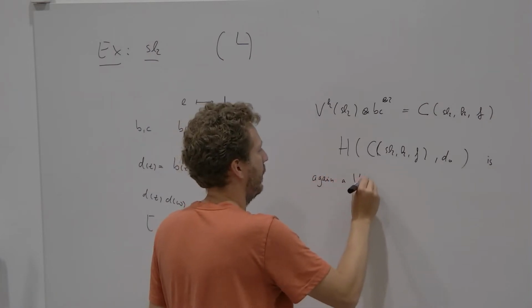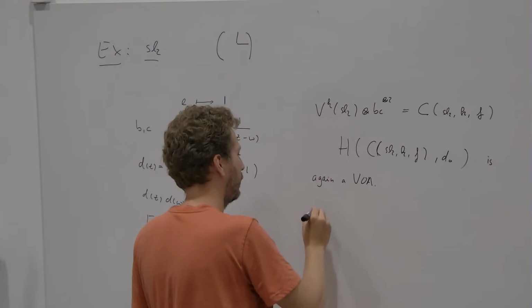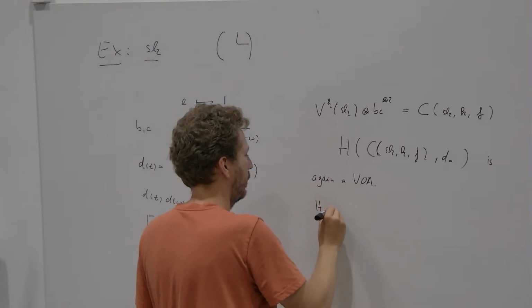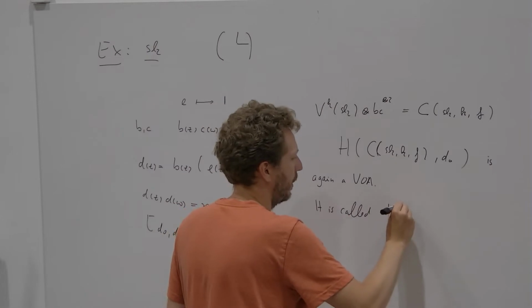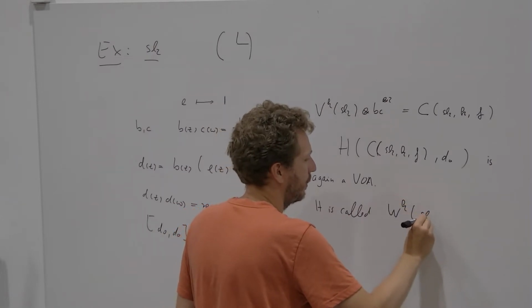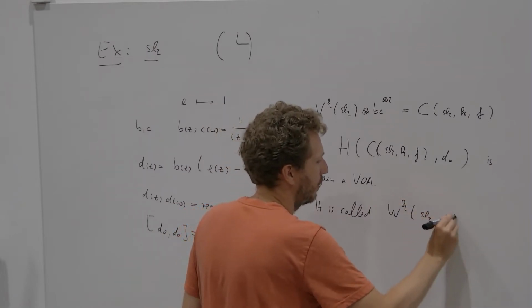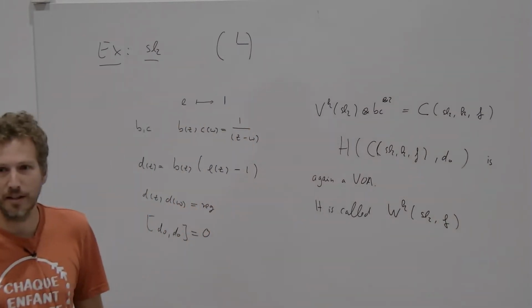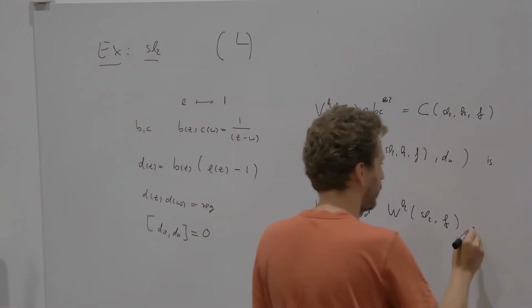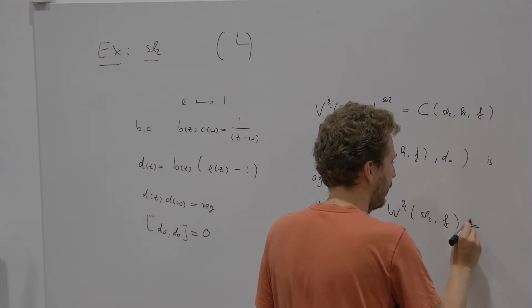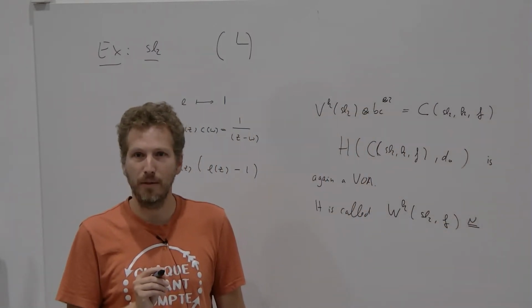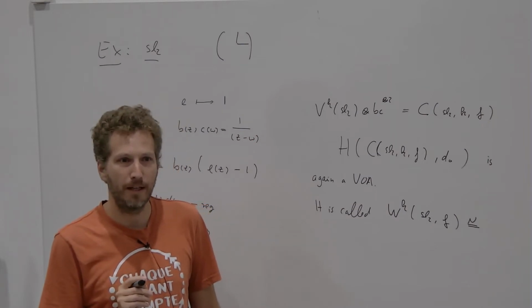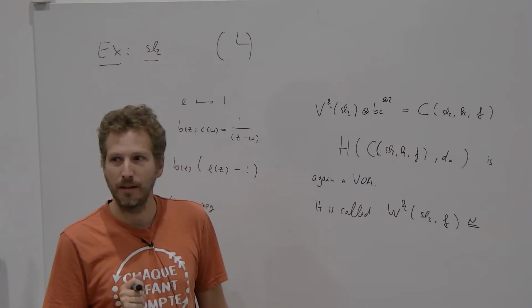A VOA. It is called the W algebra at level K of SL2 corresponding to the nilpotent element F. And it turns out this W algebra is the very same thing as, does anybody of you know that? What is the W algebra of SL2? Anybody already heard that? The Virasoro, absolutely.